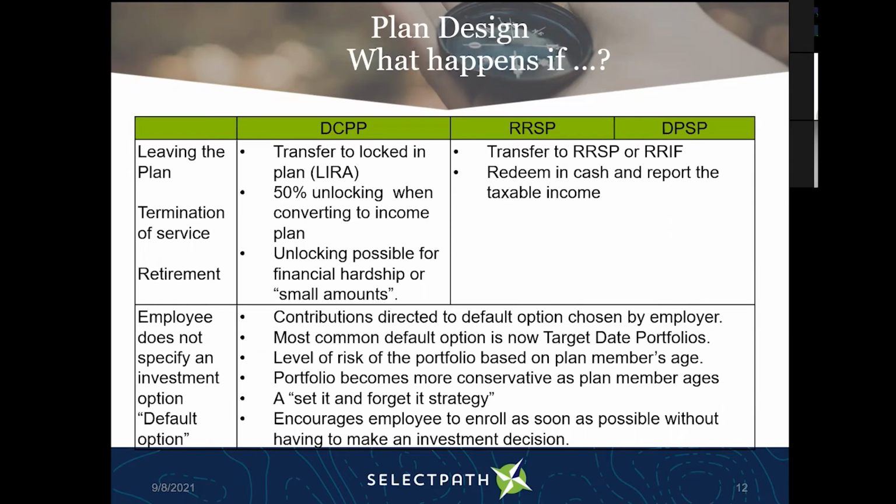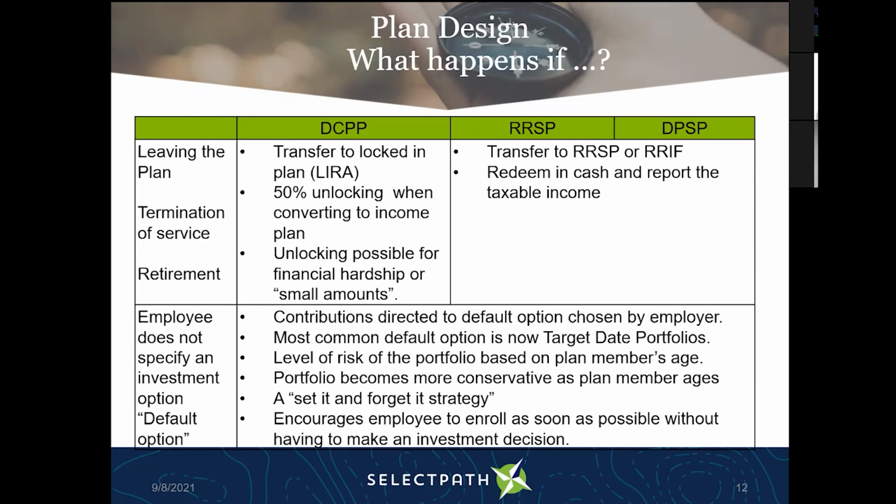With an RSP or a DPSP, when a person leaves, the funds are transferred to their RSP. Oftentimes, this is an automatic transfer with a lot of the insurance companies. So the person is effectively forced out of the plan either immediately or within a 90-day period if they do not respond to their options letter. Or the person can take the funds out in cash and report the taxable income.